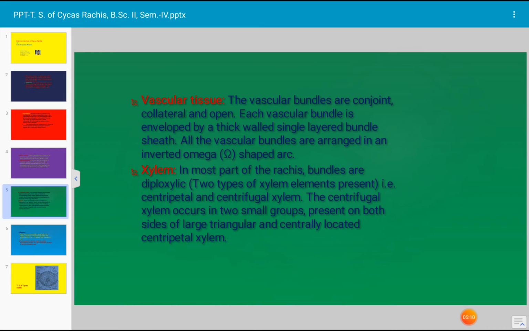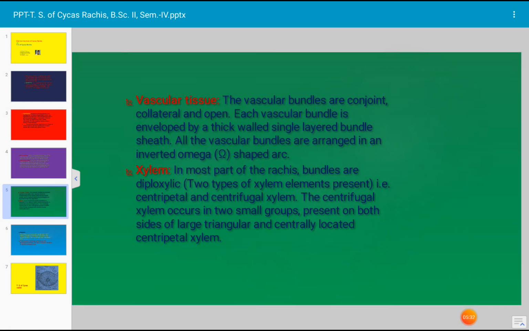Okay. Xylem, let us see xylem. In most parts of the rachis, bundles are diploxylic. Diplo means two. Diploxylic, two types of xylem elements are present, that is centripetal and centrifugal xylem. The centrifugal xylem occurs in two small groups present on both sides of the large triangular and centrally located centripetal xylem. This is a characteristic feature of Cycas rachis.